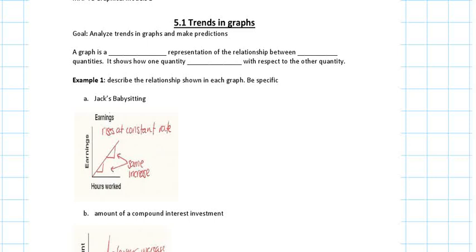So a graph is a visual representation. So which one is better? To look at a bunch of numbers, X and Y values, a table of values from here to two pages, or to graph them and then look at the trend? Which one is easier? The graph, right? So it's a visual representation of the relation between two quantities, right? We have the X and the Y value. It shows how one quantity changes with respect to the other quantity.